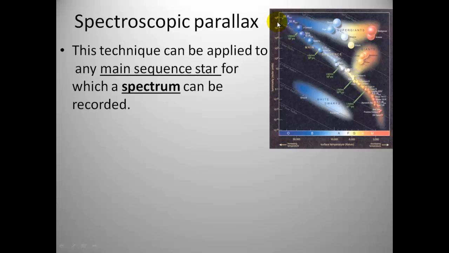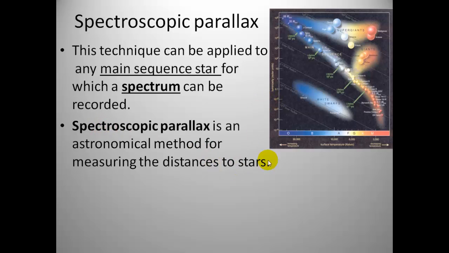So for most stars it works. For some stars it doesn't, because there is a possibility that it exists off the main sequence. For example, this red giant here and this red dwarf here are going to have the same spectrum, pretty much, because they're both cool red stars.